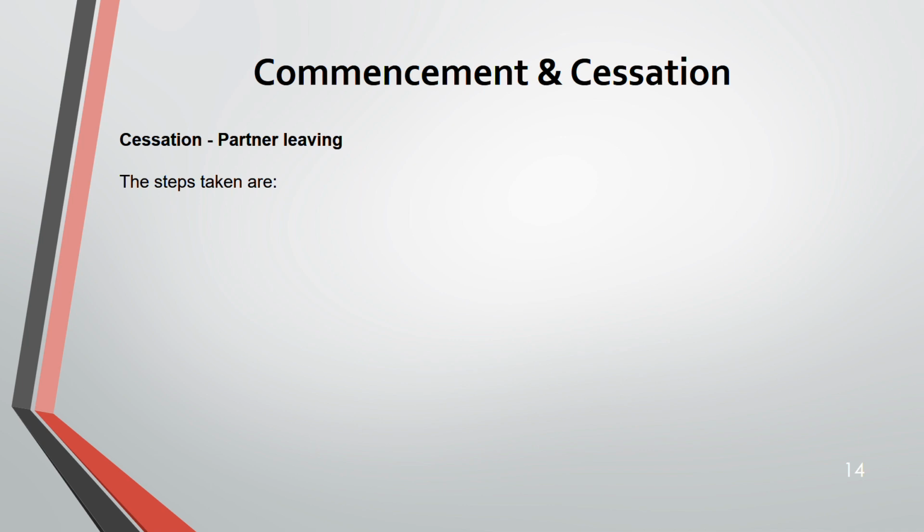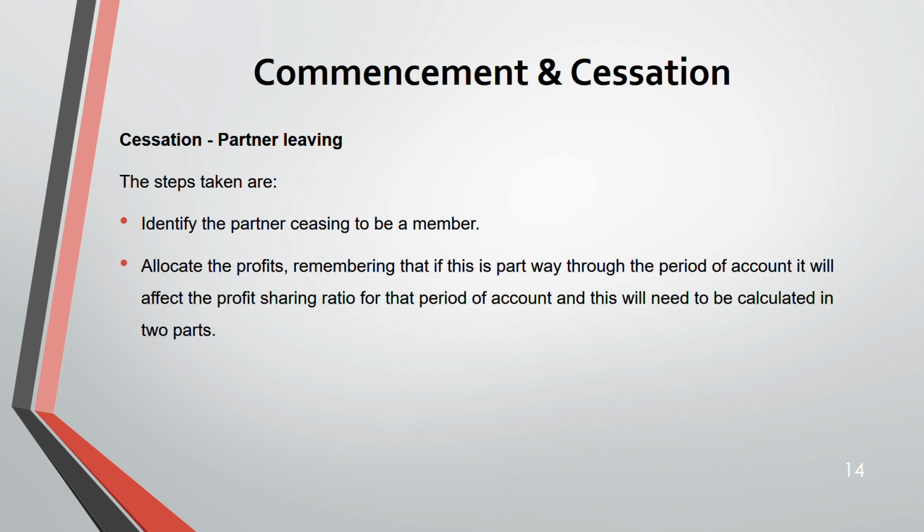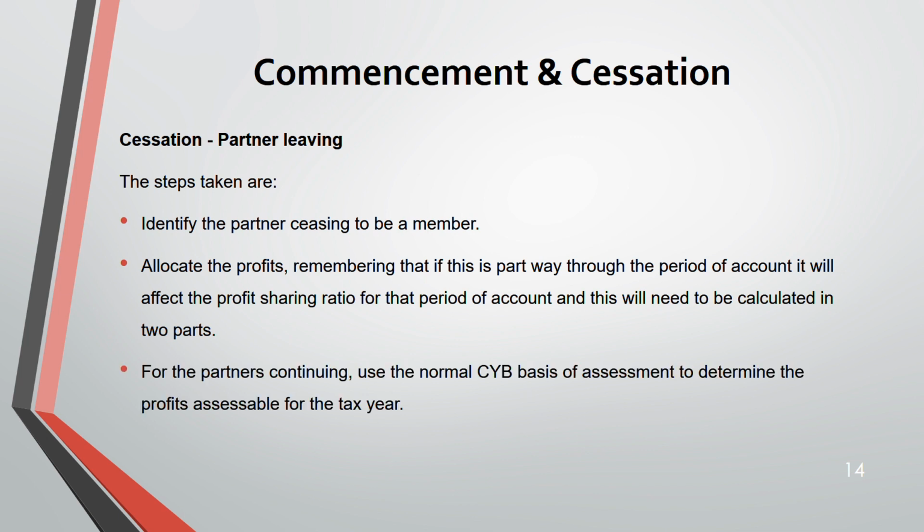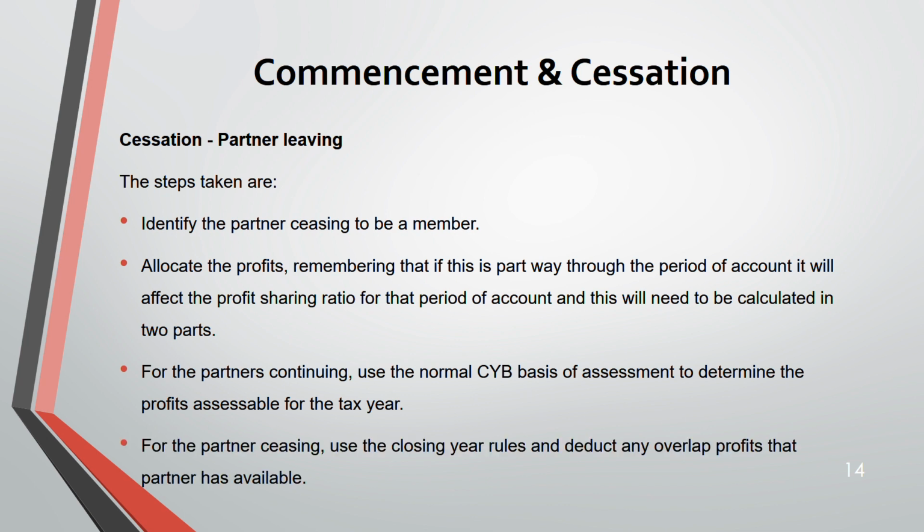Steps for partner leaving. You need to identify the partner who is ceasing to be a member, and allocate the profit, remembering that if it's part way through the period of account, then it will affect your profit sharing ratio for that period of account. Then you need to calculate this in two parts, like how we have done for a partner who was added in between the year, and also for Carol who was added at the start, and how it affected the calculation. Then for partners continuing, use the normal current year basis. For the partner ceasing, you need to use closing year rule basis and deduct overlap profit.